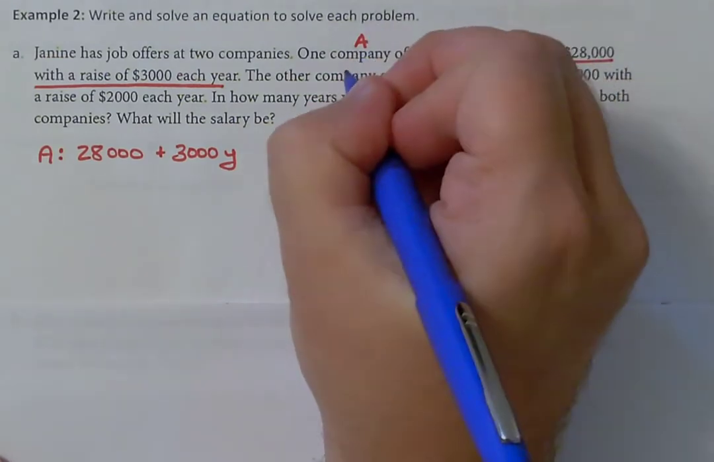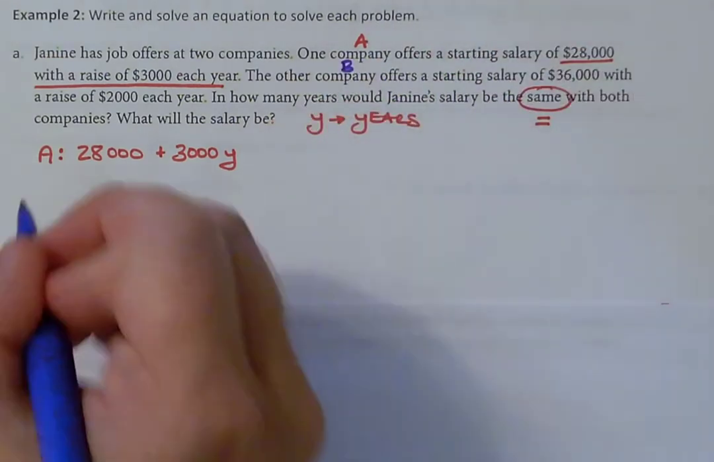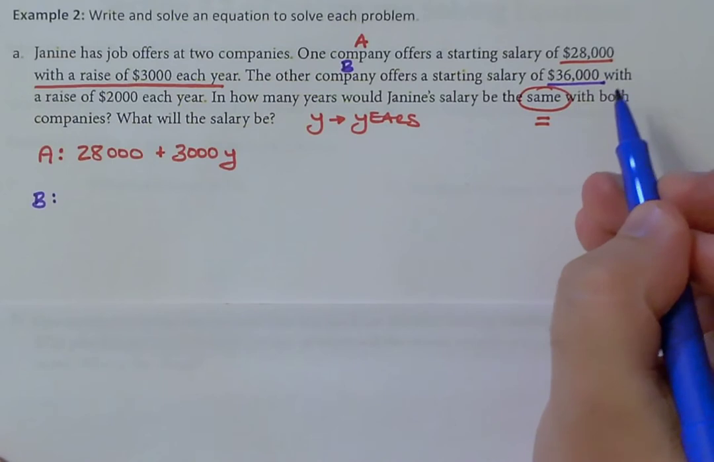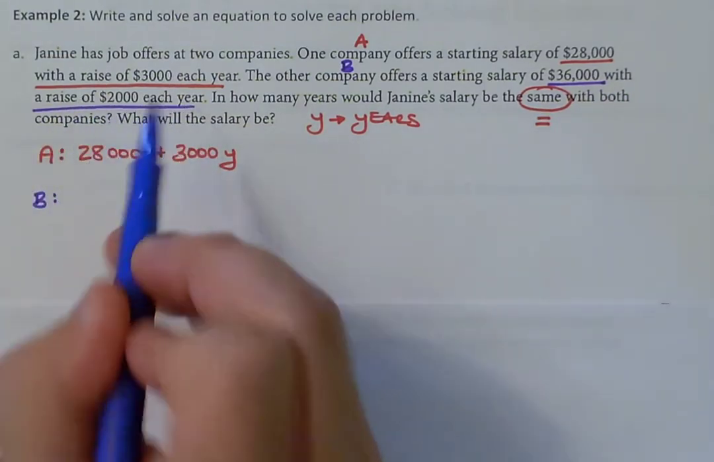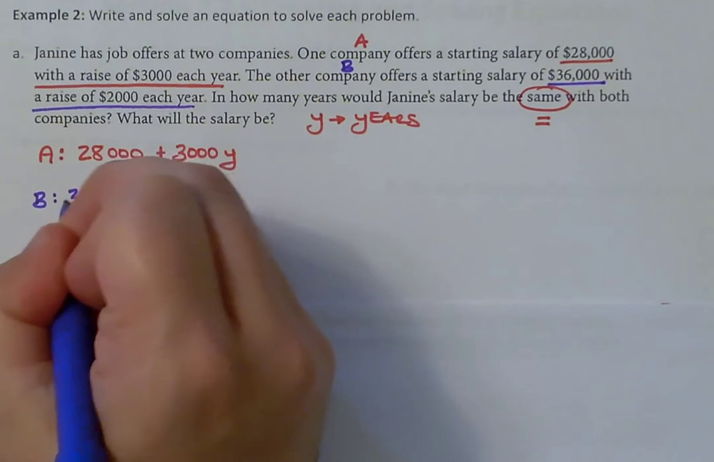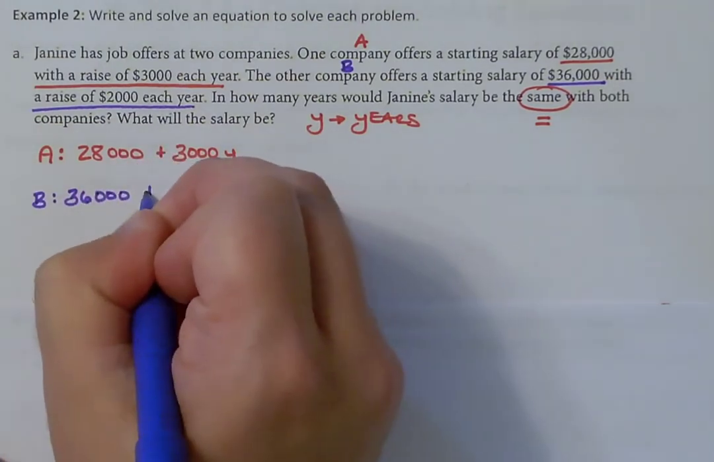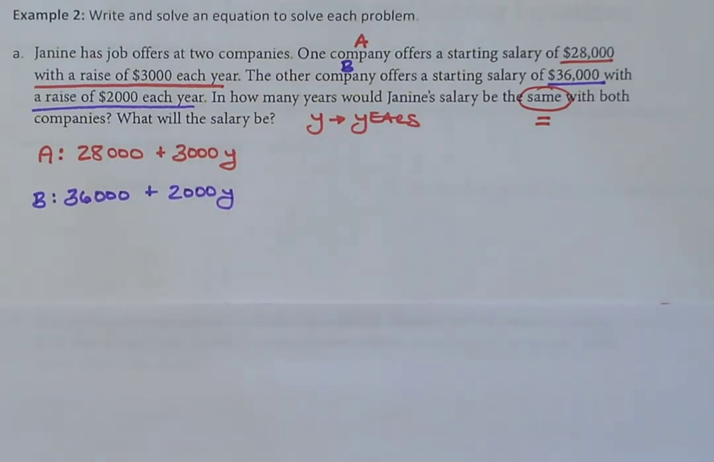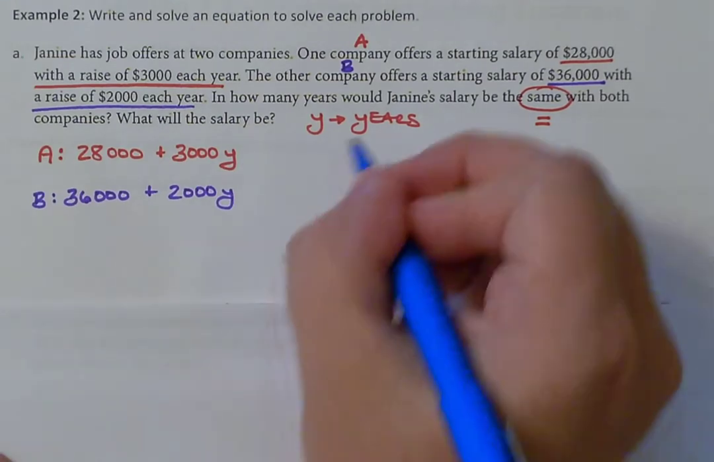Now the other company, company B, offers a starting salary of 36,000 with a raise of 2,000 each year. So company B is 36,000 plus 2,000 each year. So that is how you go through and set up and write your expressions for each company. Now we're going to go through and solve these by setting them equal to each other and then solving. So let's do that now.